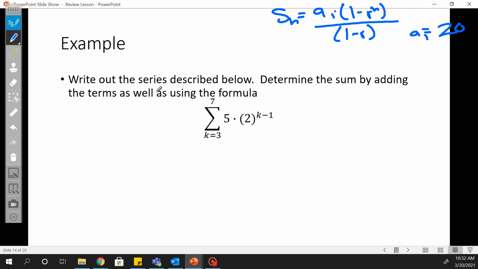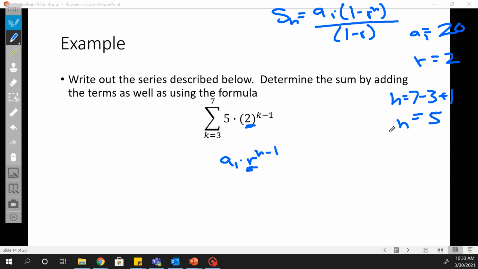The common ratio, well, remember what the formula looks like. a1 times r to the n minus 1. Common ratio is the r, which in this case is 2. Common ratio here is 2. The number of terms, top minus the bottom plus 1. 7 minus 3 plus 1, which is 5. Number of terms is 5.